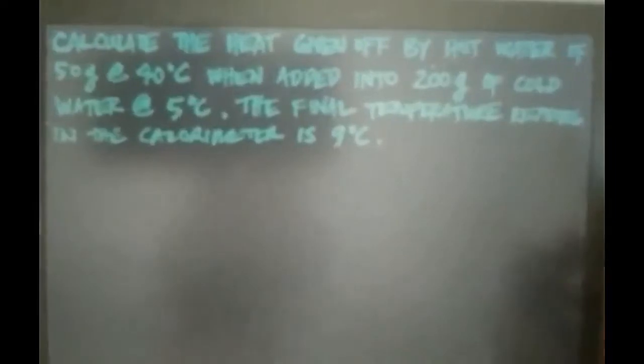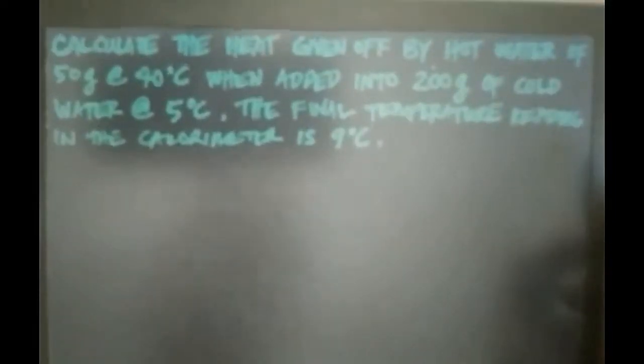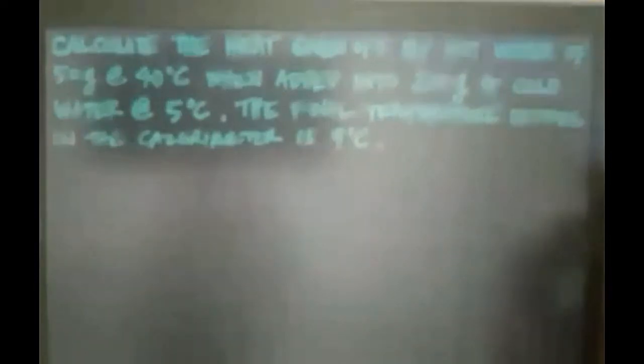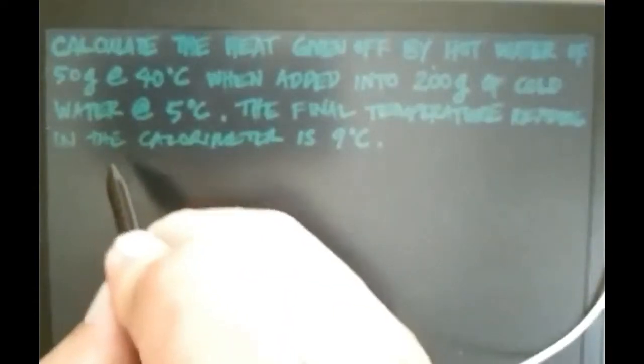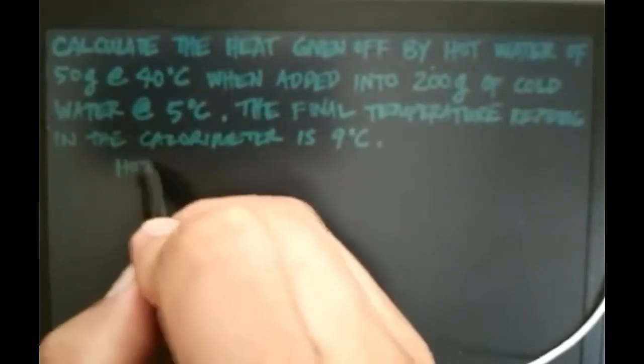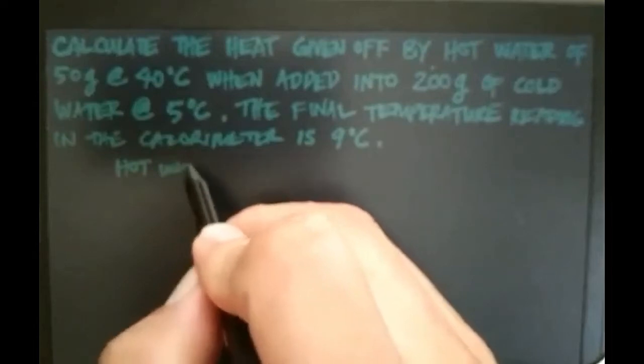We have another sample problem for a calorimetry experiment. In this case, we have the hot water and the cold water added together. So it says, calculate the heat given off by the hot water of 50 grams at 40 degrees Celsius when added into 200 grams of cold water at 5 degrees Celsius. Temperature reading in the calorimeter is 9 degrees Celsius.